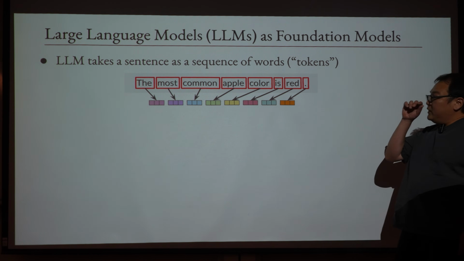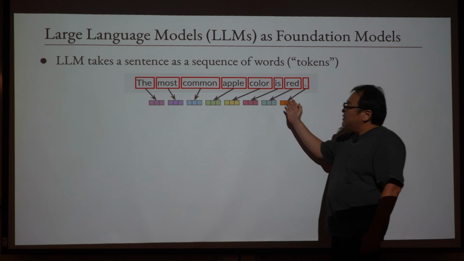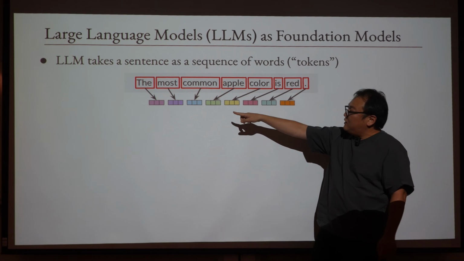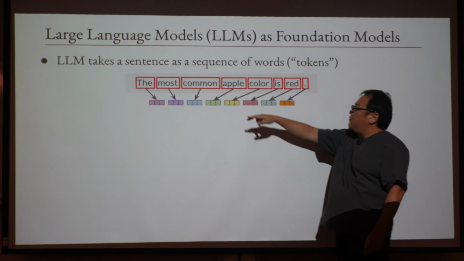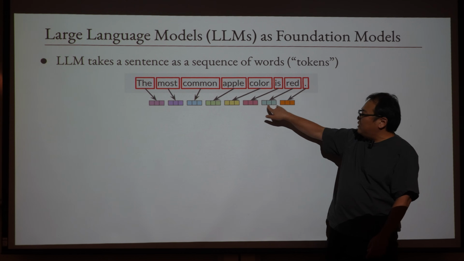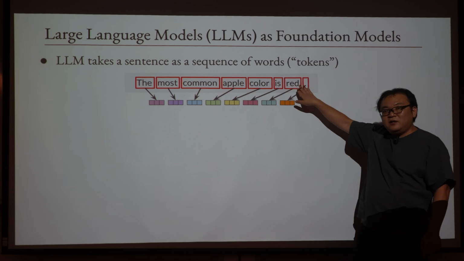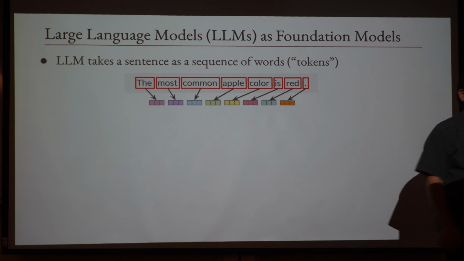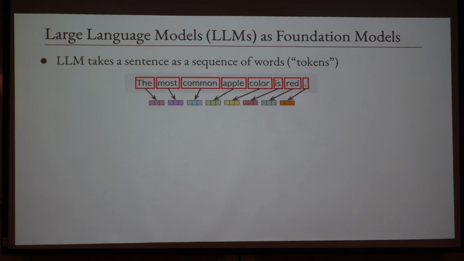An LLM takes a sentence as a sequence of words. If here's my sentence, you can see each word is converted into a vector called a token. It's just a bunch of numbers, but it's a 1D vector, and all are the same size. So for an English sentence, every word is converted into a vector of numbers, and then it's going to be processed.